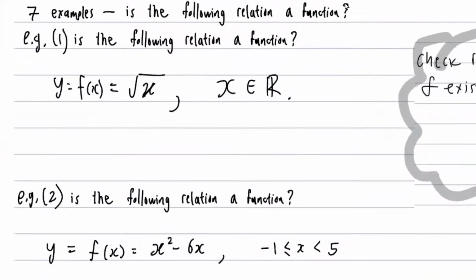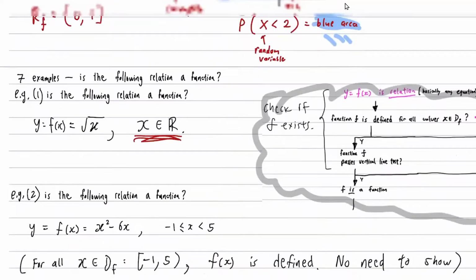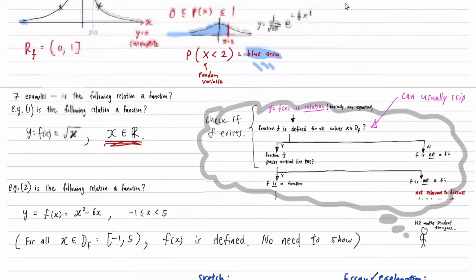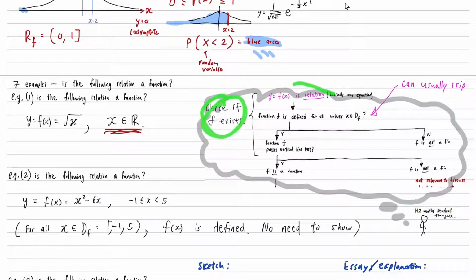Okay, examples. First example, y equals f of x equals square root of x, x an element of all real numbers. Is this a function? So look back at the flow chart here. I took a screenshot. This is an H2 Math student. He's thinking, okay, check whether the relation is a function or not. So you're using this procedure.